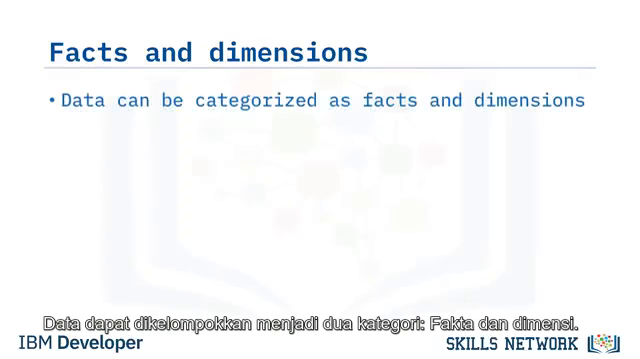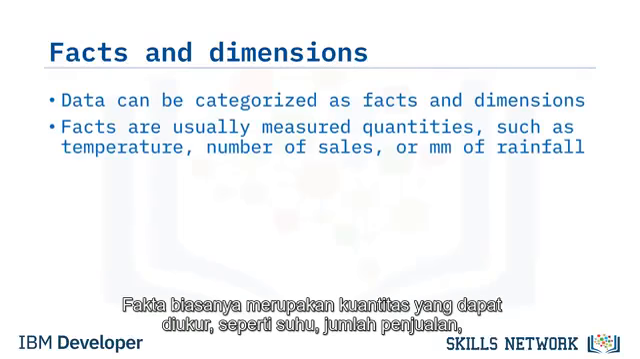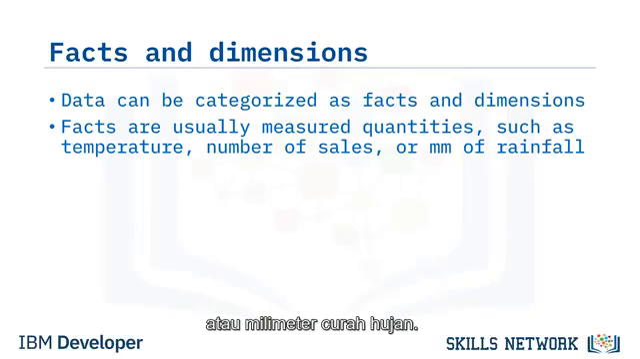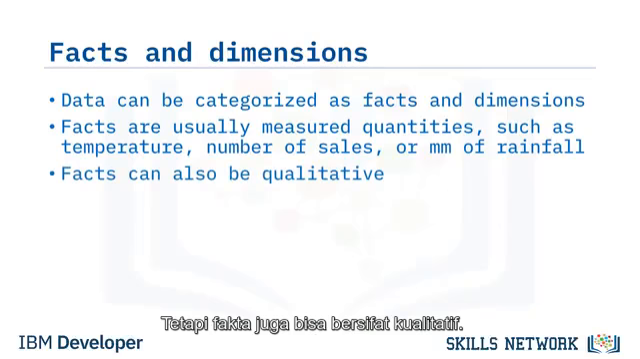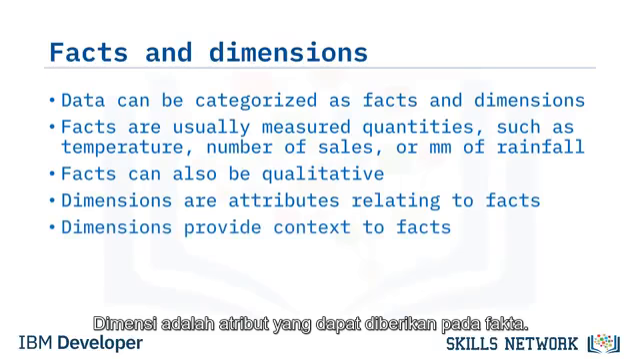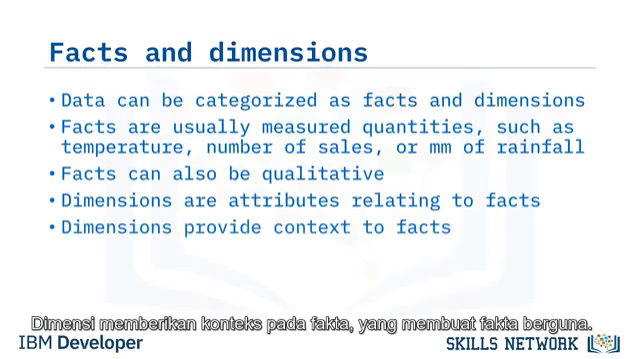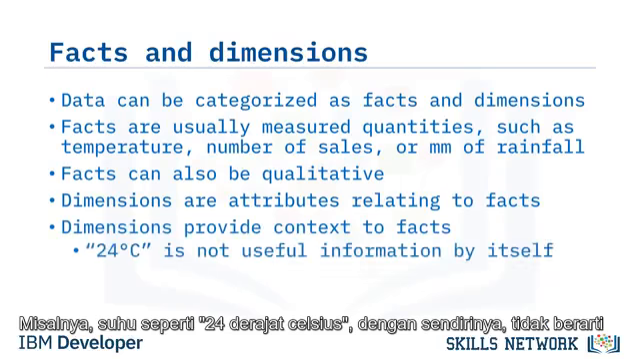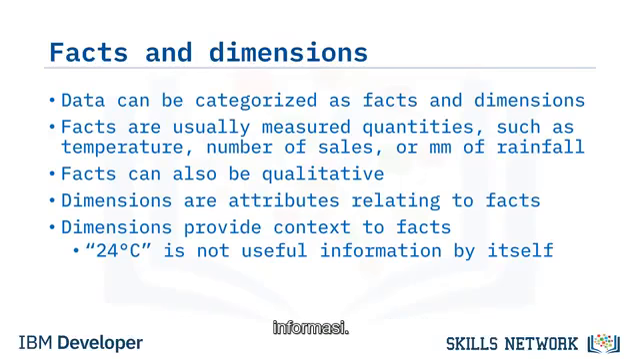Data can be lumped into two categories, facts and dimensions. Facts are usually quantities which can be measured, such as temperature, number of sales, or millimeters of rainfall. But facts can also be qualitative in nature. Dimensions are attributes which can be assigned to facts. Dimensions provide context to facts, which makes facts useful. For example, a temperature such as 24 degrees Celsius all by itself is not meaningful information.